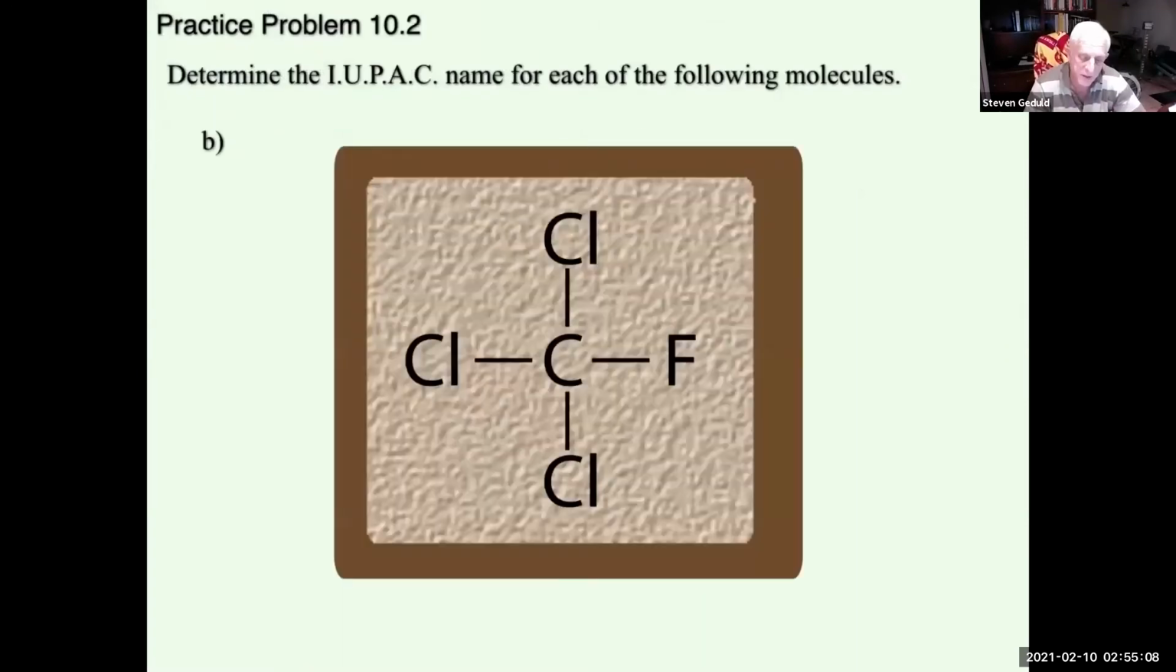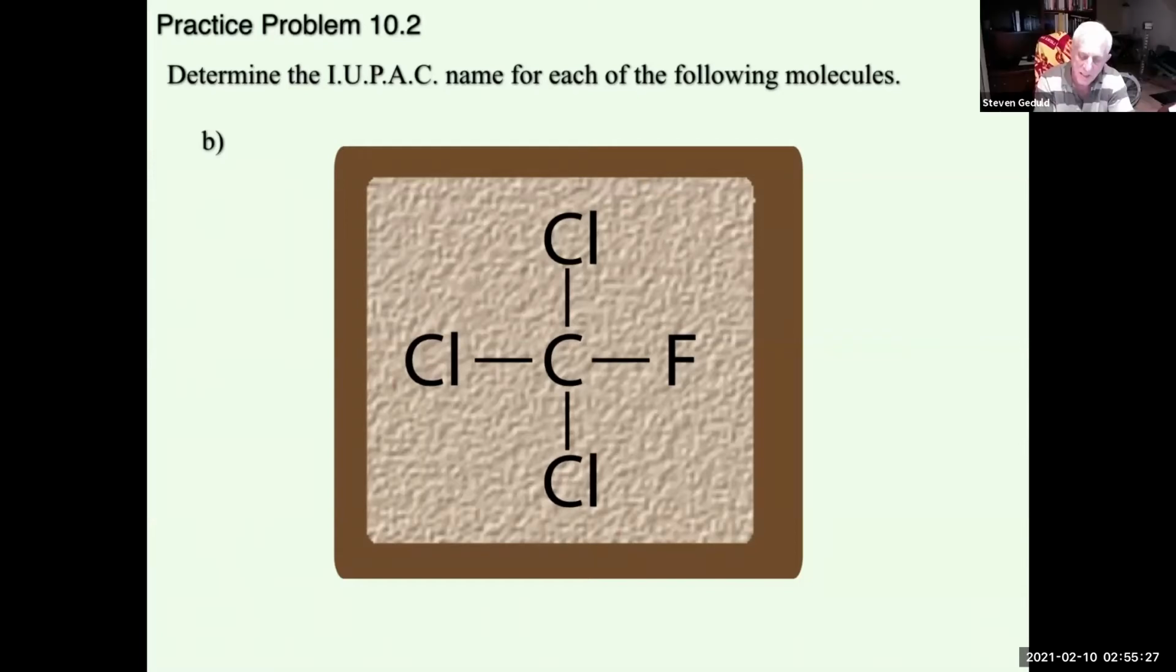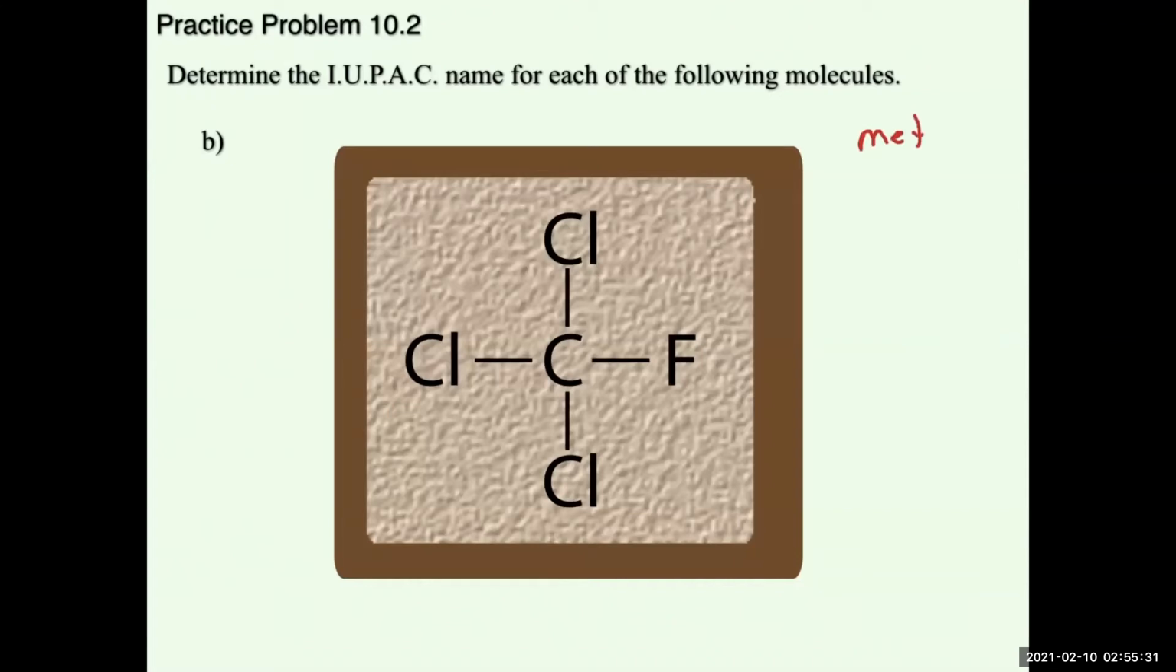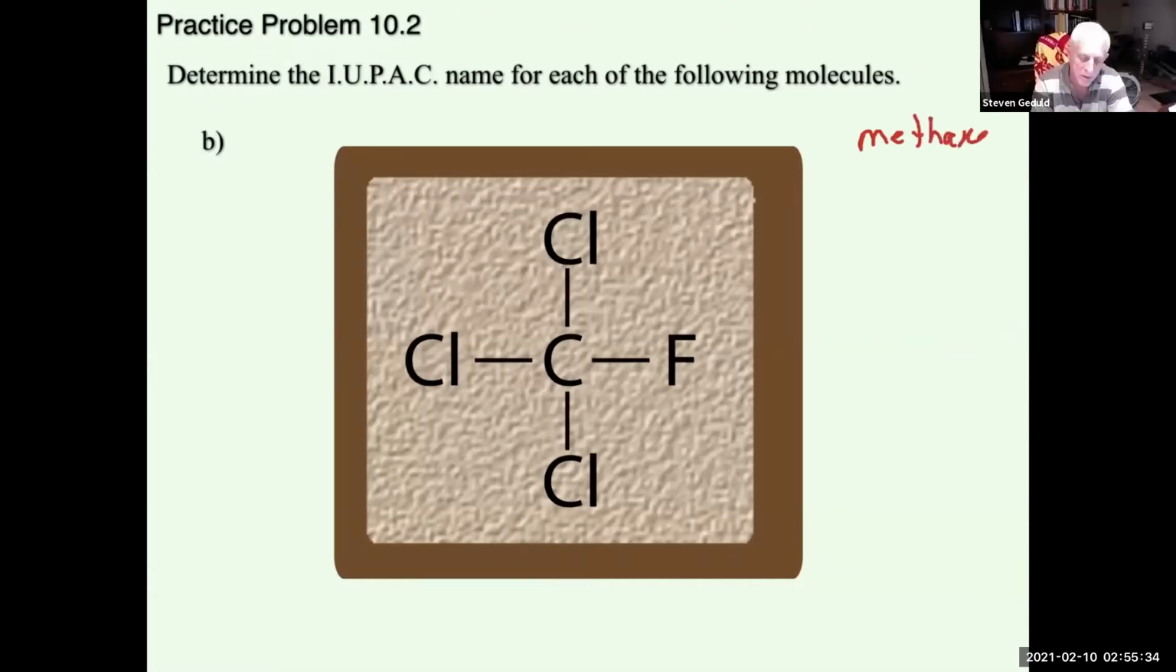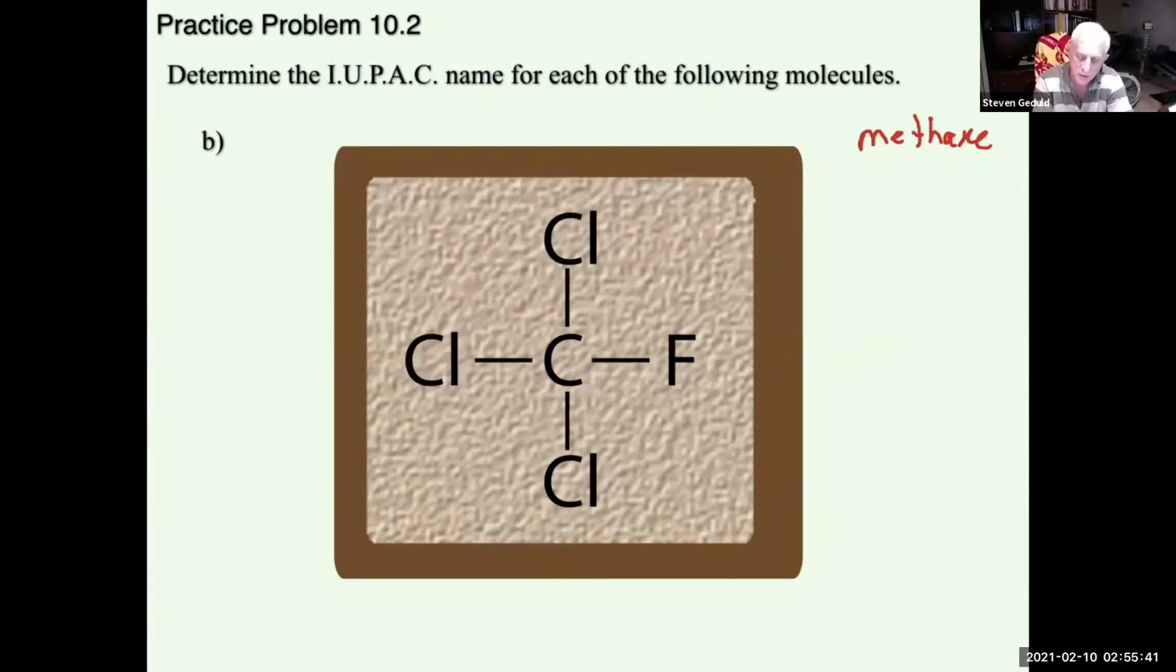This is a little bit different than Freon, but still a chlorofluorocarbon. Still destroys the ozone. So what's our longest carbon chain? 1. So what's the name of 1 carbon? Methane. And what are the attachments? All at 1. What type are they? What's the F? Fluoro.